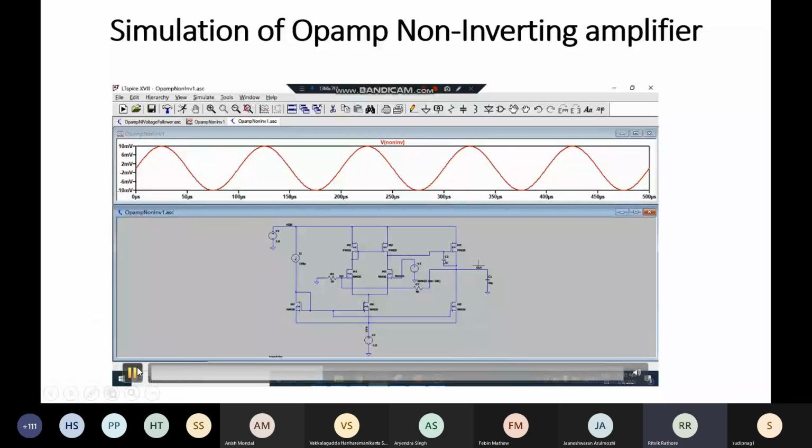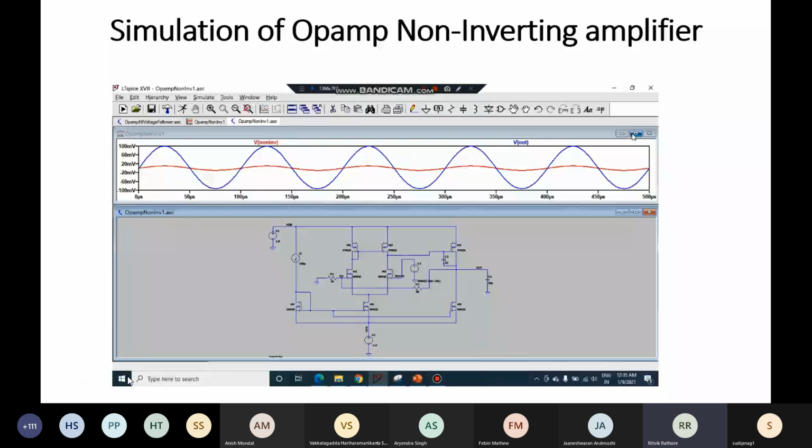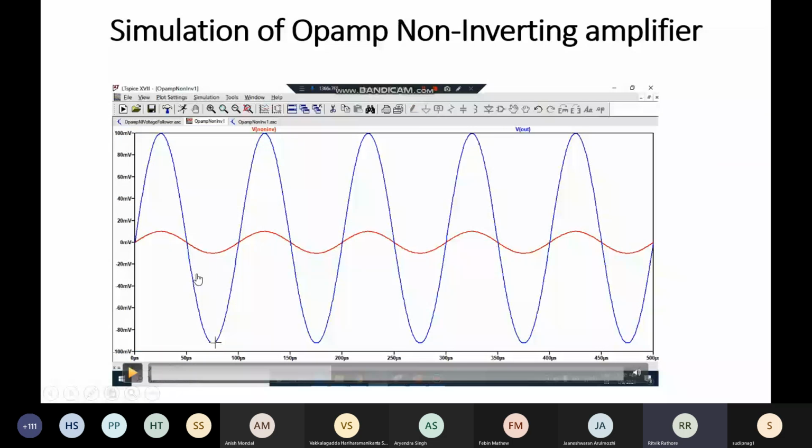So don't blindly follow every parameter. This is my input signal in red, from 10 millivolt to minus 10 millivolt. And now we are seeing the output. This is output in blue. As you can see, it is in the same phase with respect to input, and the gain is 10 here. So this completes our transient analysis.